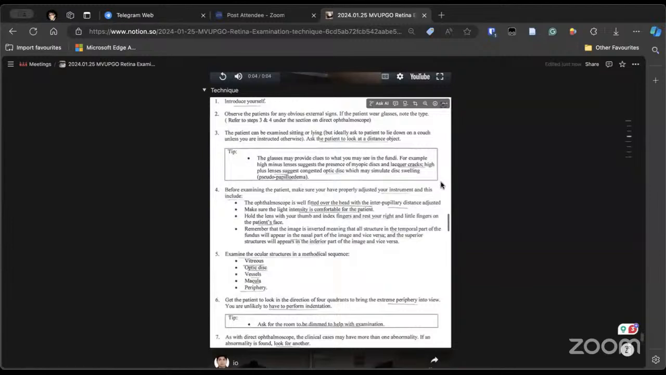You have to adjust the IPD, because there will be some other candidate who might have gone before, so the IPD will definitely not be adjusted. So you adjust it, close one eye and then the other eye, and see that both eyes see the same light, it is not double, and they overlap. The light intensity should be comfortable. There should not be much photophobia.